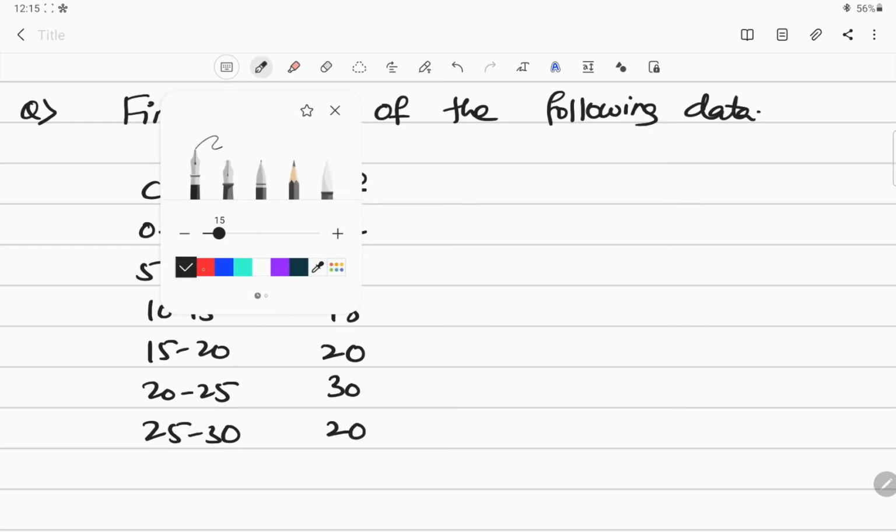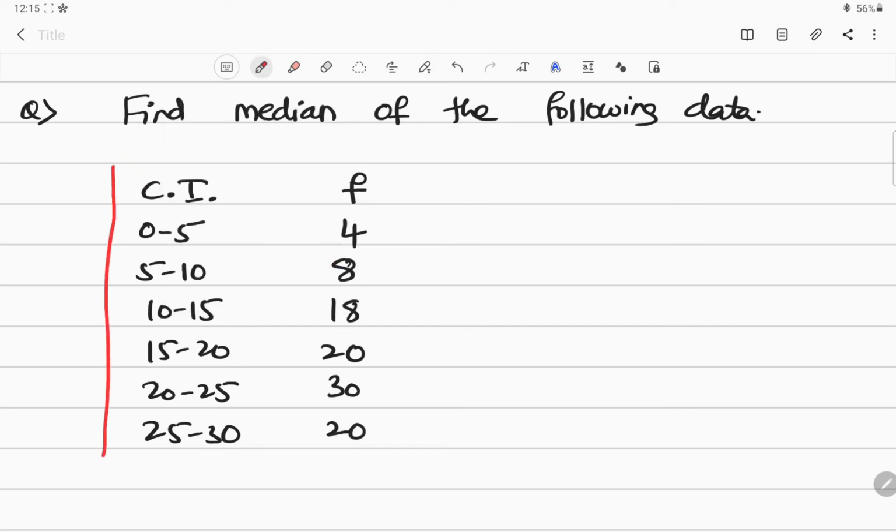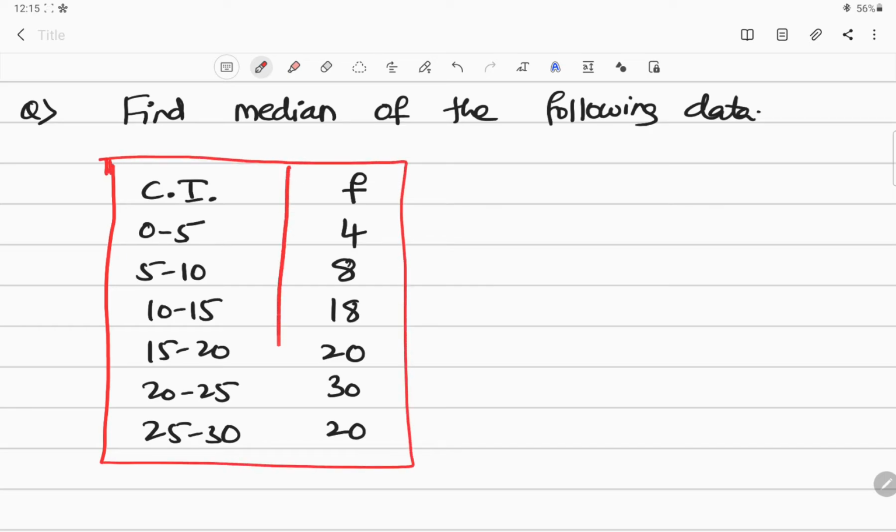All right, so these are the frequencies. This will be in the form of a table. There will be a tabular column given like this. Now you have to find its median. To find its median, first of all you have to write this data one more time because it is given in the question. You have to replicate the same thing. Now here you have to find out something called cumulative frequency.